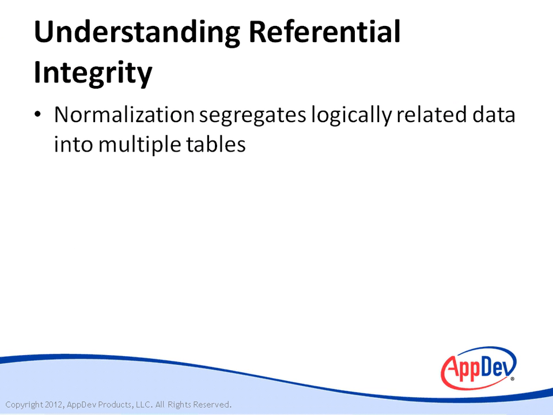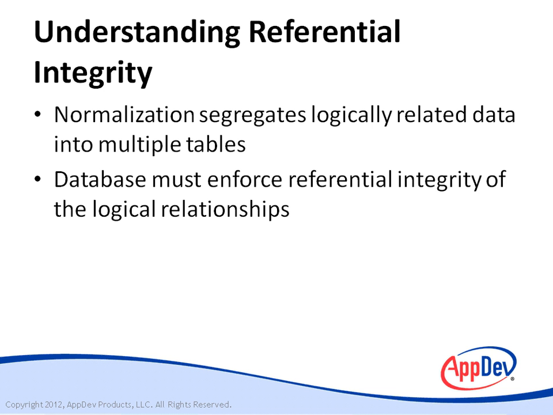By normalizing your relations, you segregate logically related pieces of information into multiple tables. To maintain consistent data, the database has to enforce the referential integrity of these logical relationships between tables. For example, if student data resides in one table and enrollment information resides in another table, the database has to be able to ensure that every student ID in the enrollment table has a corresponding record in the student table.